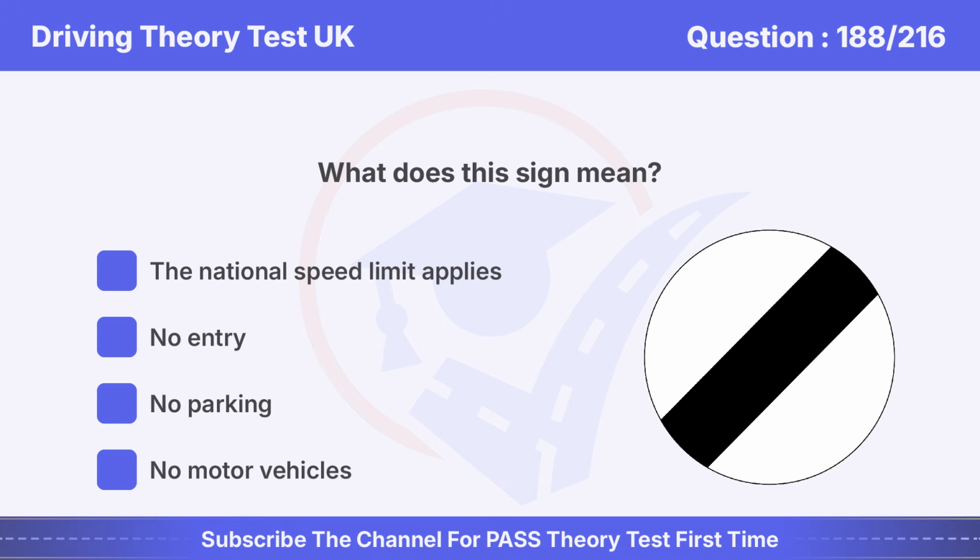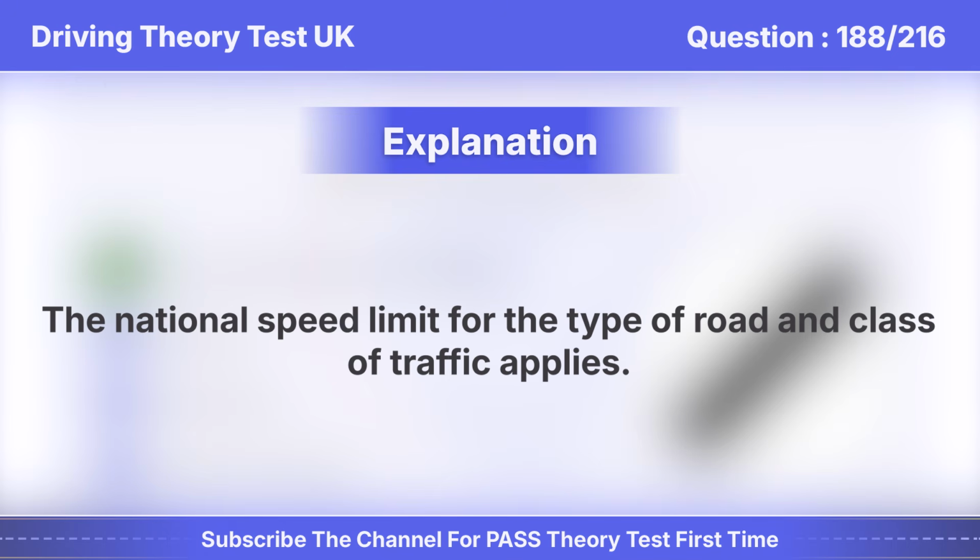Question 188. What does this sign mean? Answer is A. The national speed limit applies. The national speed limit for the type of road and class of traffic applies.